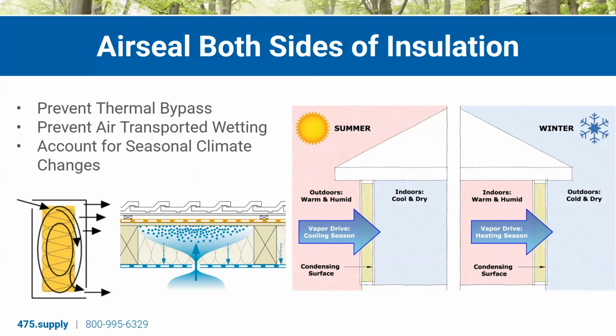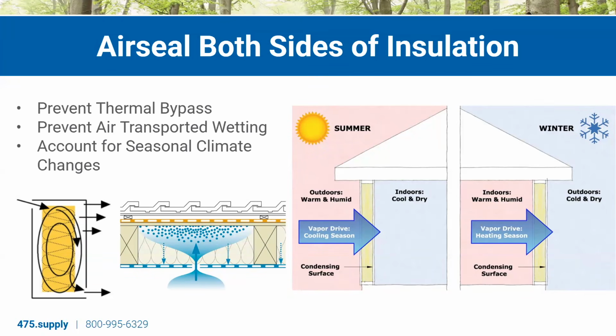This is wind washing, where we get air convective loops moving within our insulation layer that can greatly reduce the R value. So our air tightness levels will affect our effective R value. When a manufacturer gives you that R value, it's from a lab where it was airtight on both sides of that insulation. We want to prevent any air transported wetting.